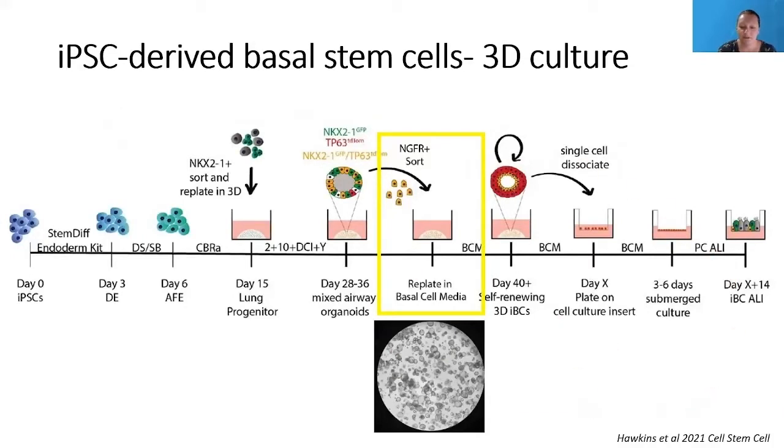Finn Hawkins has also developed techniques, and he recently published his methods in Cell Stem Cell, where he's able to grow his iPSC-derived basal cells in 3D spheroids. He's able to successfully expand these, sort these, and again plate them and differentiate them at the ALI.